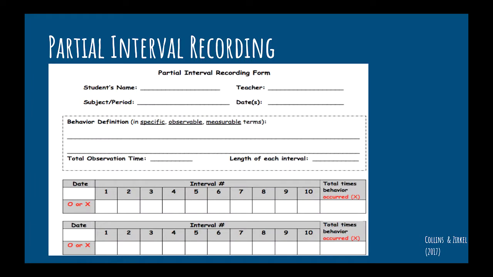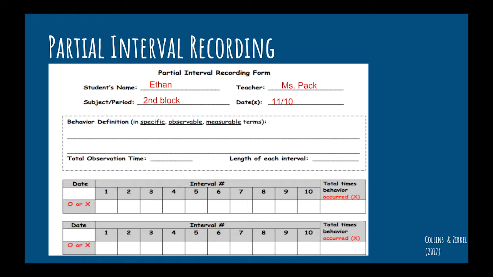Interval recording or time sampling involves observing whether a behavior occurs or does not occur during a specified time period. Once the length of the observation session is identified, the time is broken down into smaller intervals that are equal in length. A stopwatch is used to keep track of the intervals. The observer calculates the percentage of intervals in which the behavior occurred.